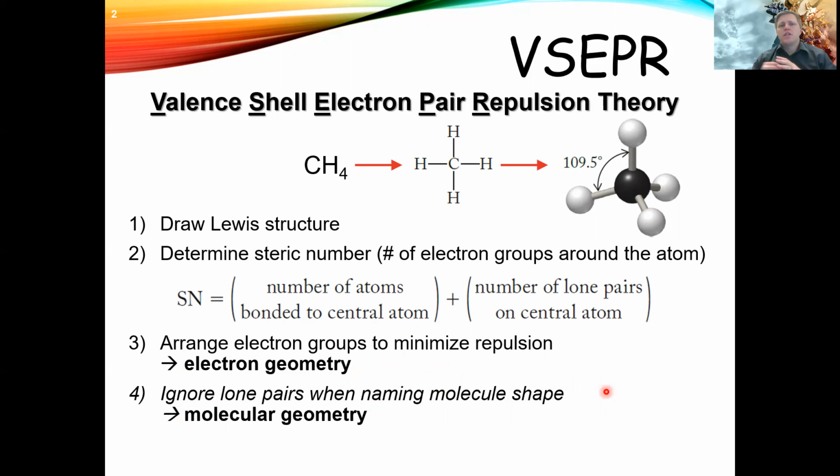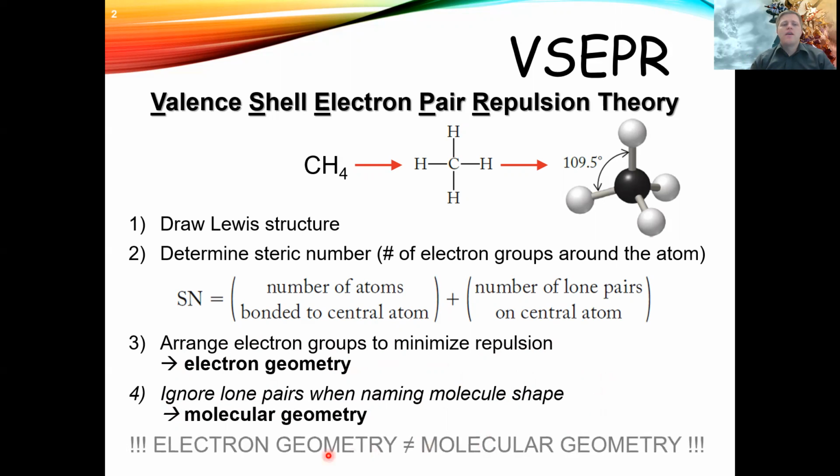So in molecular geometry, we're just worried about where the atoms are located relative to each other. So I'm going to make this point really strong right here. Electron geometry does not equal molecular geometry. They are very closely related, but they are not the same thing, and you need to get those two separated out in your mind.